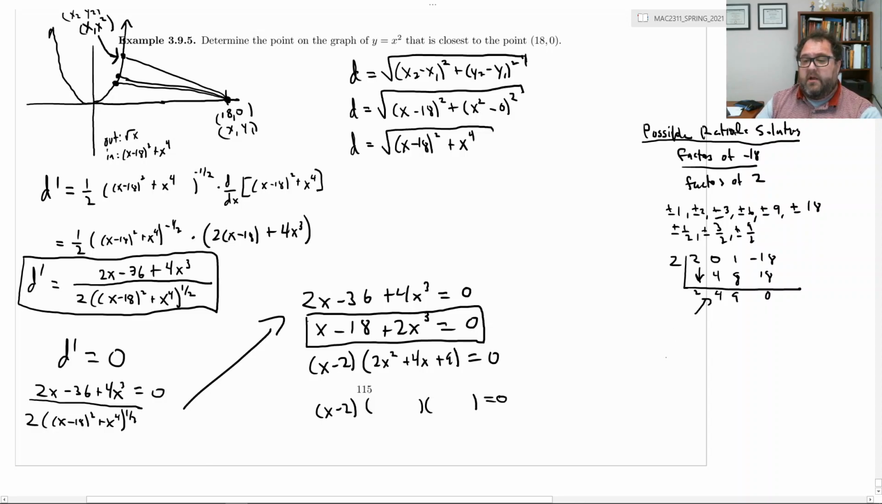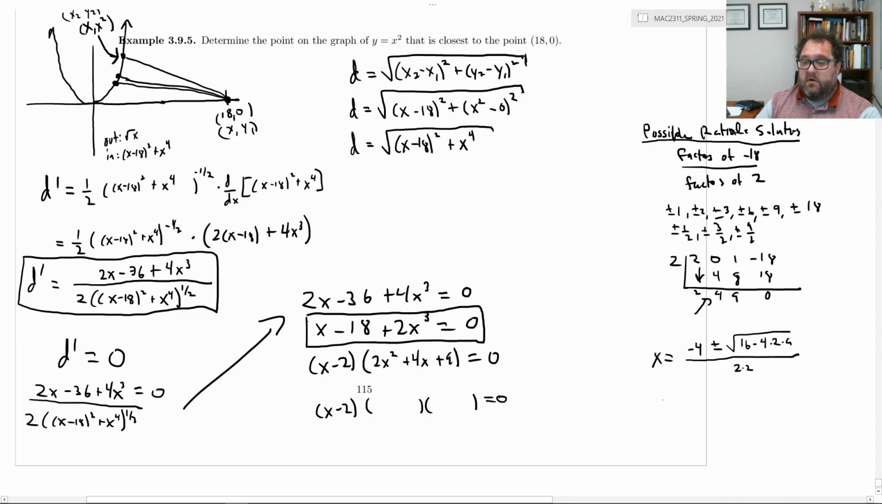Let's just do the quadratic formula. So x equals negative b, so that's negative 4, plus or minus the square root of b squared. So that's 16 minus 4 times a, which is 2, times c, which is 9. Oh, I see what's going on here. All over 2 times a, 2 times 2.